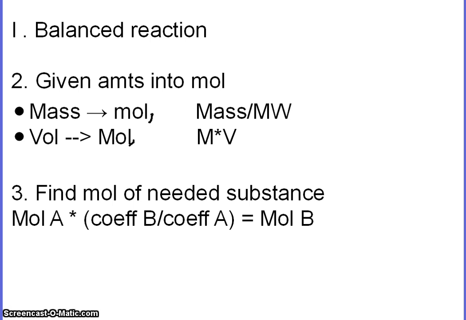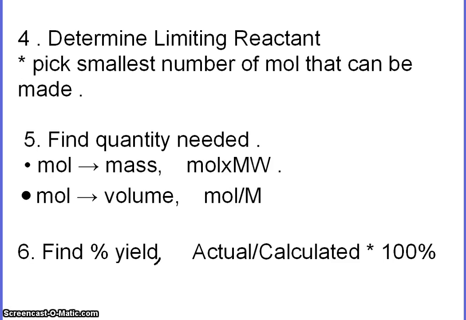Then once you have moles, find the moles of what you need. So you take your moles of what you have times the ratio of coefficients, get the moles of what you need. Once you have those moles, if needed, you can determine the limiting reactant by choosing between your 2 moles of product, whichever can be smallest. Once you have that number of moles, finally find the quantity you need by going from moles to mass or moles to volume, depending on what you're asked for. And then finally, step 6, if you need the percent yield, you can then find the percent yield.